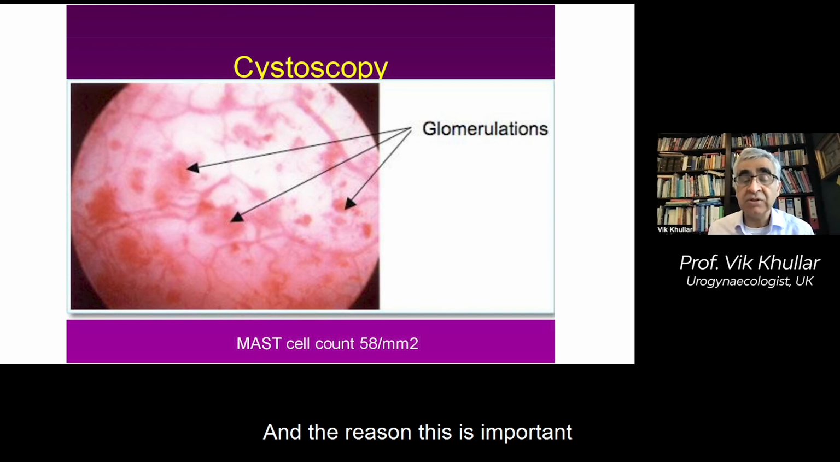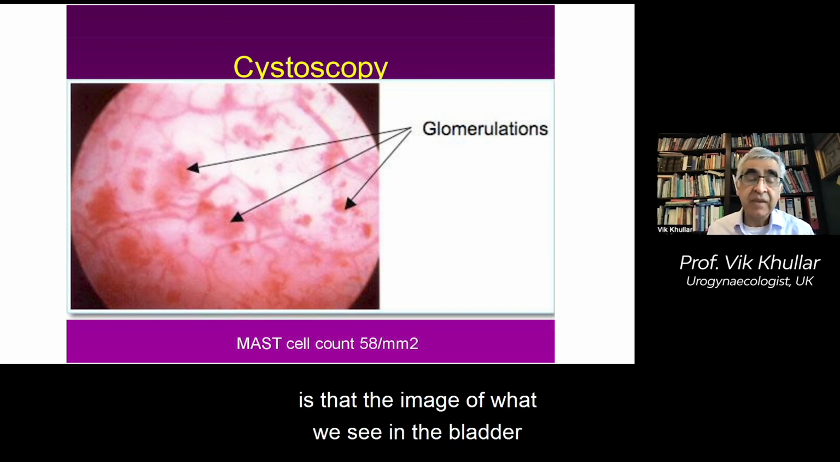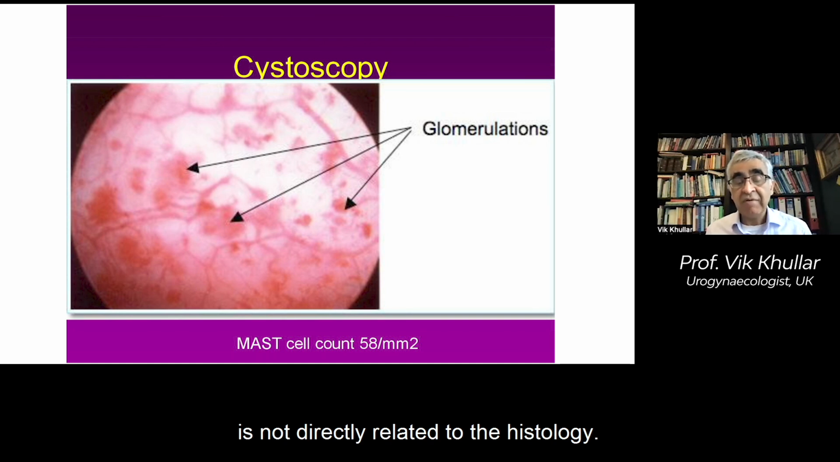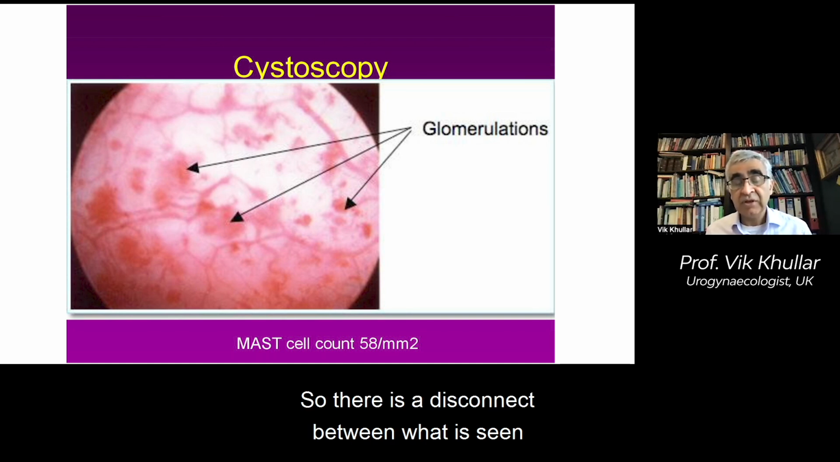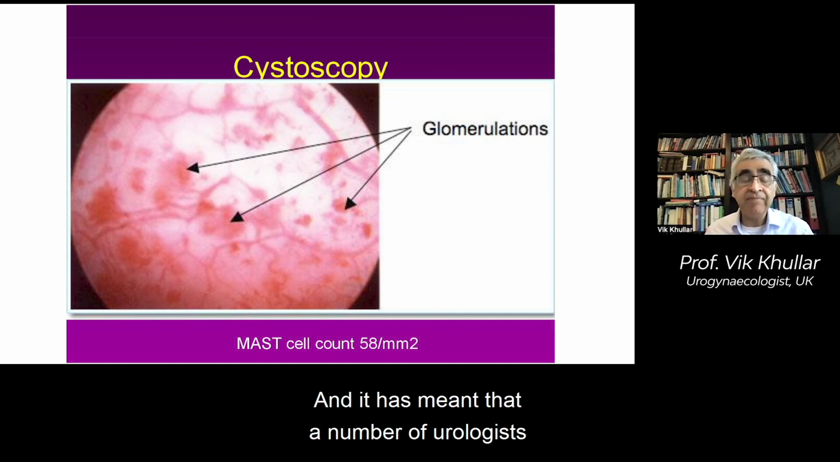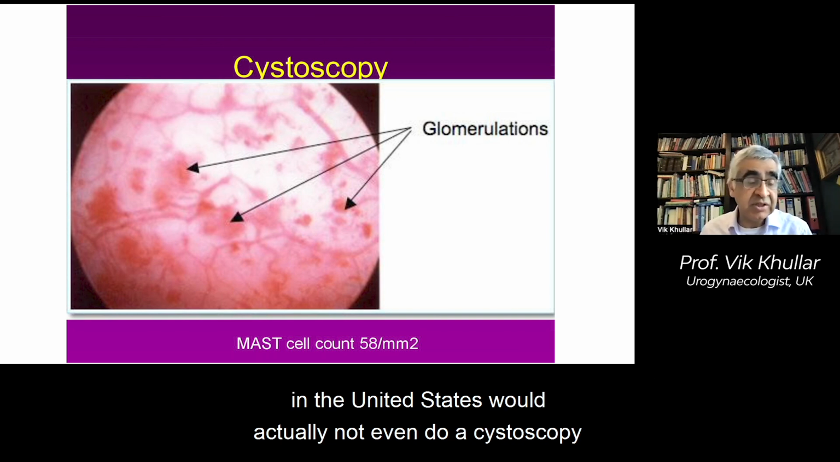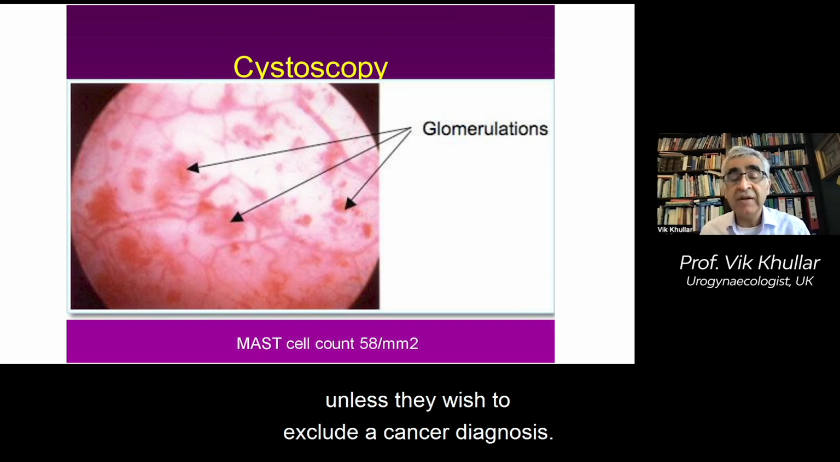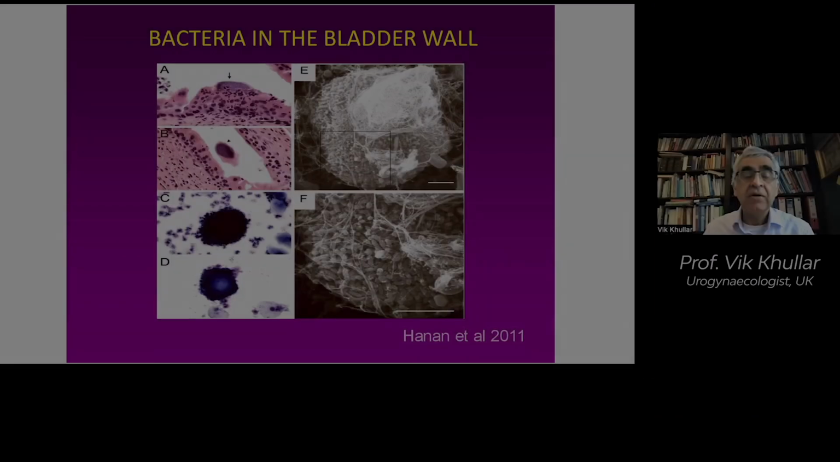And the reason this is important is that the image, or what we see in the bladder, is not directly related to the histology. So there is a disconnect between what is seen and what is found on histology. And therefore, looking inside the bladder can be very misleading. And it has meant that a number of urologists in the United States would actually not even do a cystoscopy unless they wish to exclude a cancer diagnosis.